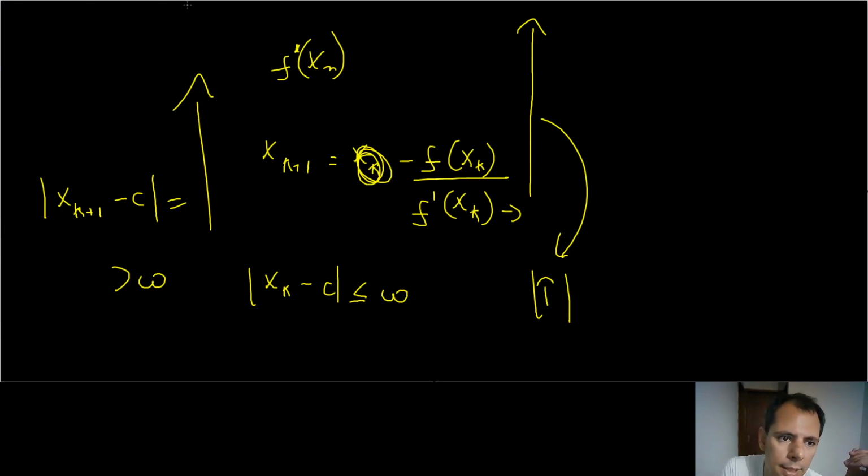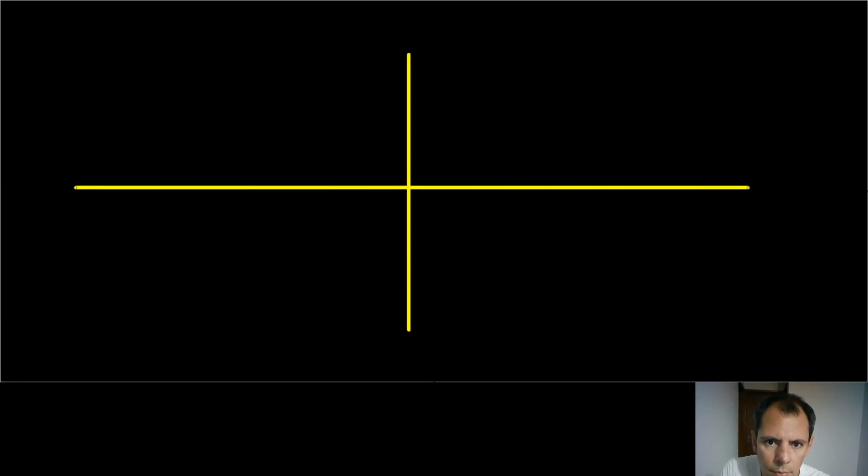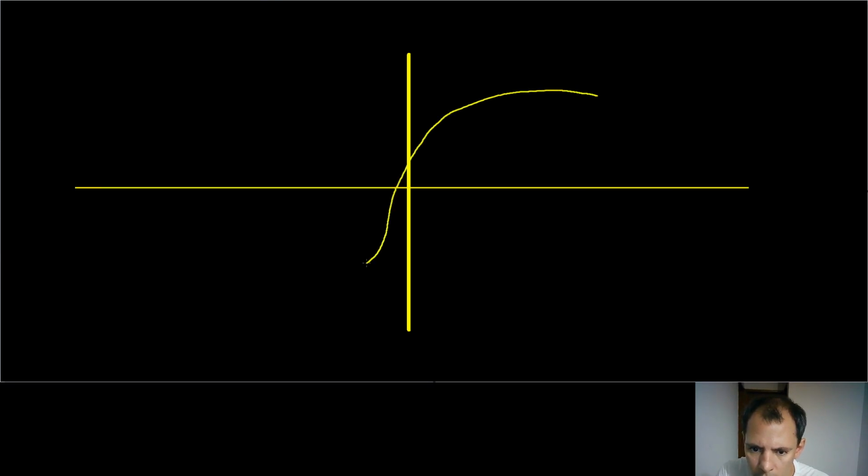And I'm going to show you guys the visual now, okay? If you have something like this, and then you have a function like that. Now you see this is c, right? That's where it crosses the x-axis. If you start kind of right here, which is close, you're probably going to converge. See, it's already converging, you can barely see it.